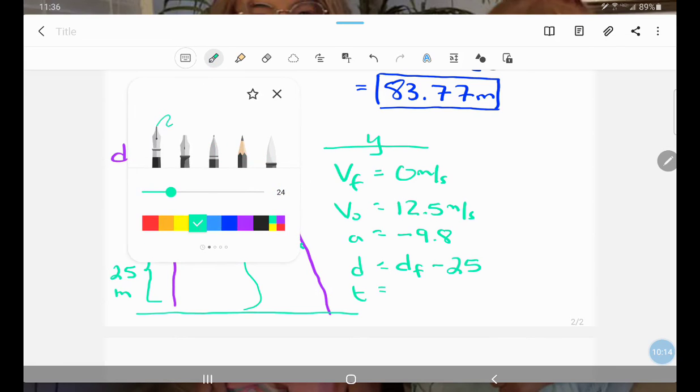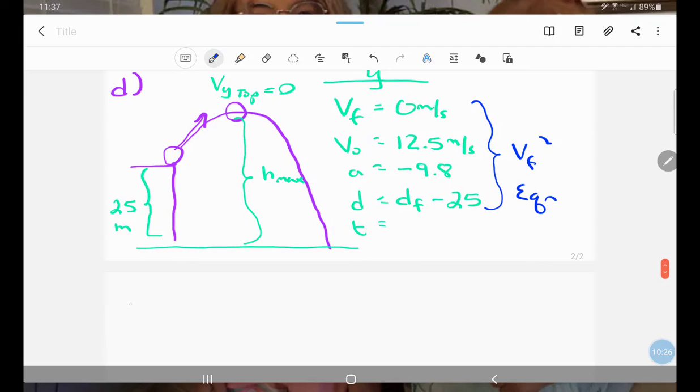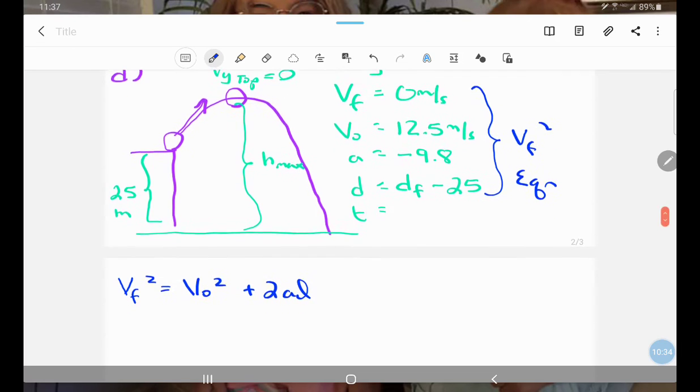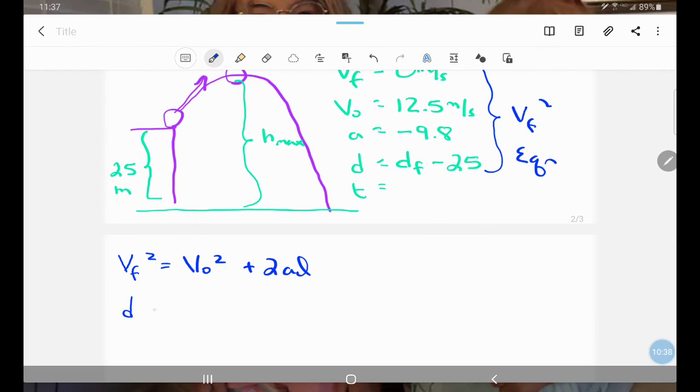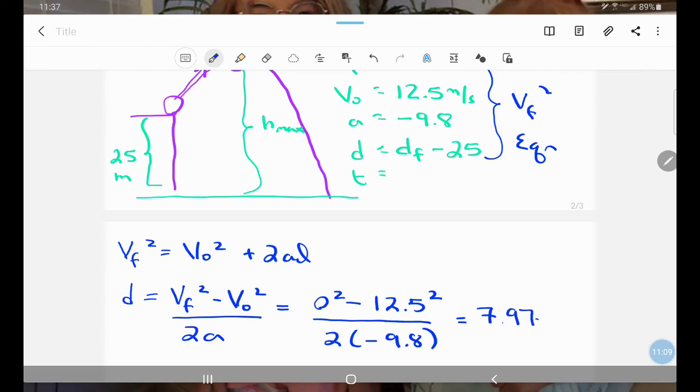So based on this information, guys, I can use my VF squared equation. So let's plug that in and see what we get. So we have VF squared equals VO squared plus 2AD. So displacement is VF squared minus VO squared over 2A. So that is going to be 0 squared minus 12.5 squared over 2 times negative 9.8. Giving us 7.97 meters.